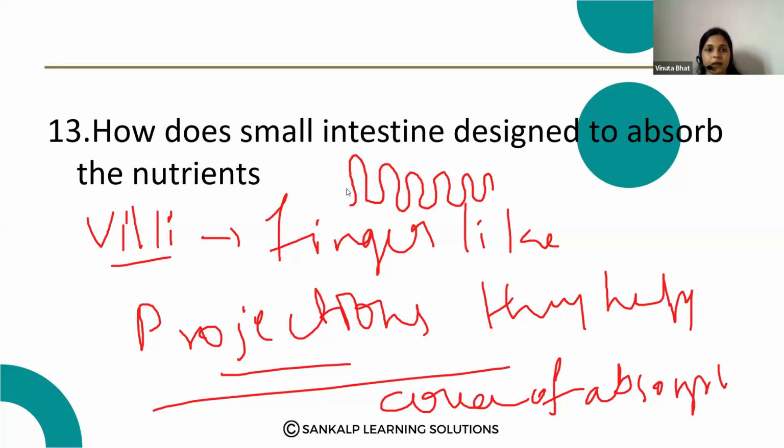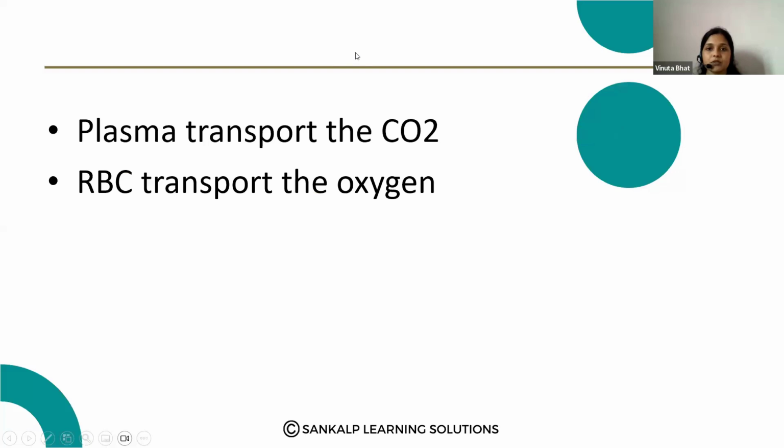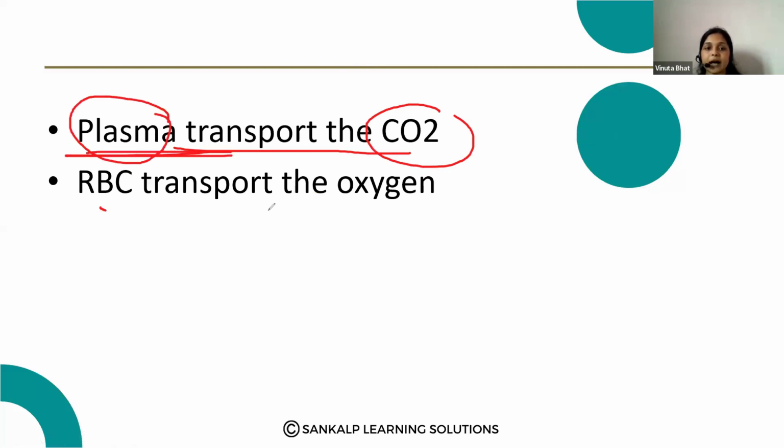Next question. How are carbon dioxide and oxygen transported in our body? Carbon dioxide is transported by the plasma, and RBC transports the oxygen. RBC has the specialized hemoglobin pigment, which has an affinity towards oxygen. So RBC transports the oxygen in our body, and plasma transports the carbon dioxide.